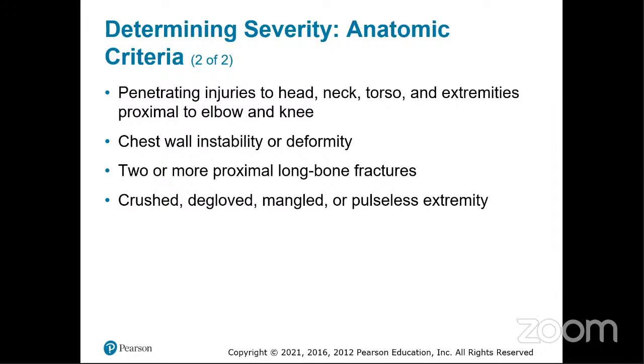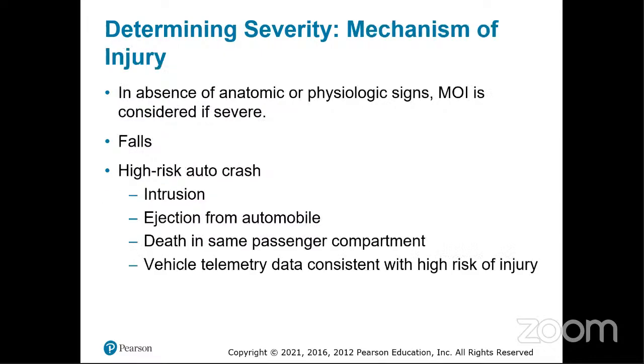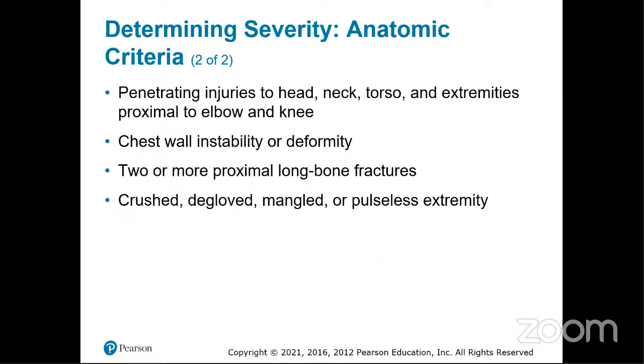That's if we're having respiratory issues. If we have any chest wall instability or deformity, that's if we have the flail chest. So if we're seeing that, or you're feeling the ribs and 2 or 3 ribs are broken, so we're getting that unstable rib cage. 2 or more proximal long bone fractures, and crushed, degloved, mangled, or pulseless extremity. Those are pretty self-explanatory.